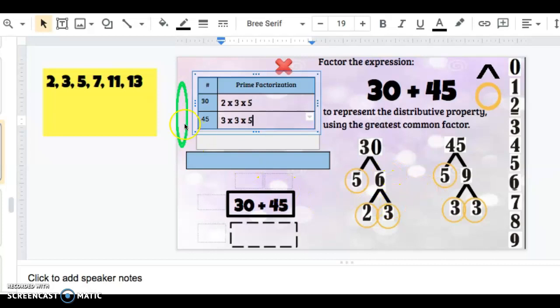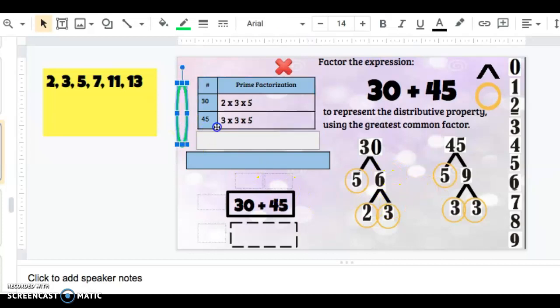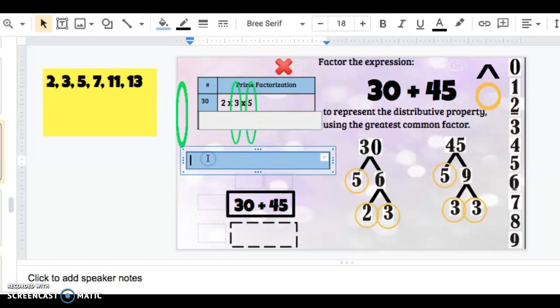Okay, so now I'm going to circle my matching socks. So my 3's match and my 5's match. So I'll drag up. Nothing else matches, so I drag up to block the bottom row because I only want to look at the top row, and I got 3 times 5. So my GCF equals 3 times 5, which equals 15.